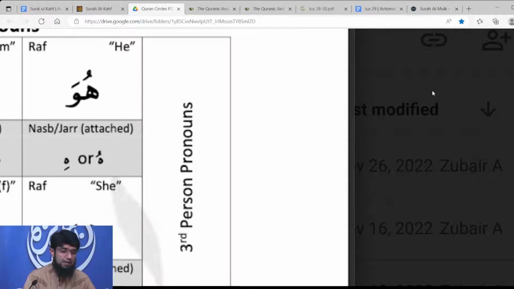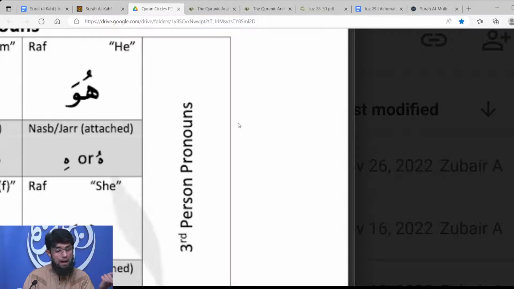Similarly, a noun can have these 3 different states. In this example, in the regular state, it's called raf or marfu. So when we're talking about "Qul huwa Allahu ahad," he, Allah, is. You're talking about someone, so it will be in the raf state. If you're talking about someone who is doing an action, like the boy kicked the ball, the boy will be in the state of raf.